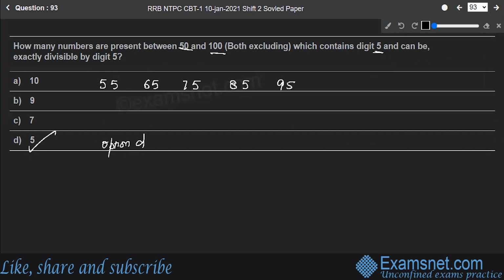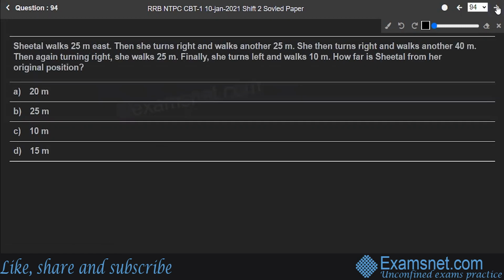Option D. See, these types of questions, they are really your time savers as well as score gaining. You get a very good score because they're very easy questions. Okay. All right. Let's move to the next question, number 94. Sheetal walks 25 meters east. Okay, now this is a walking problem.